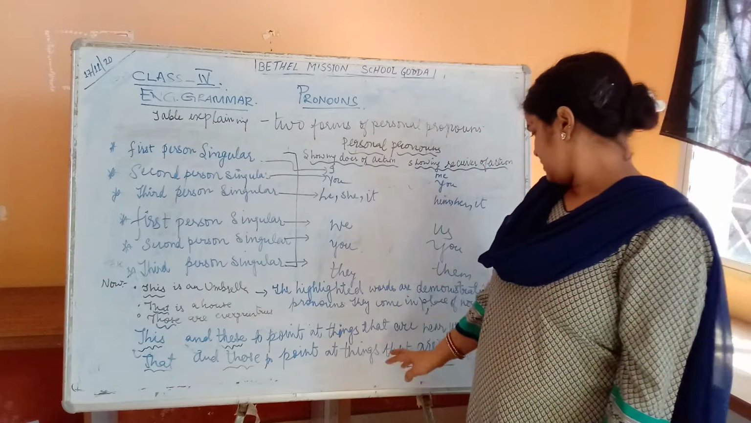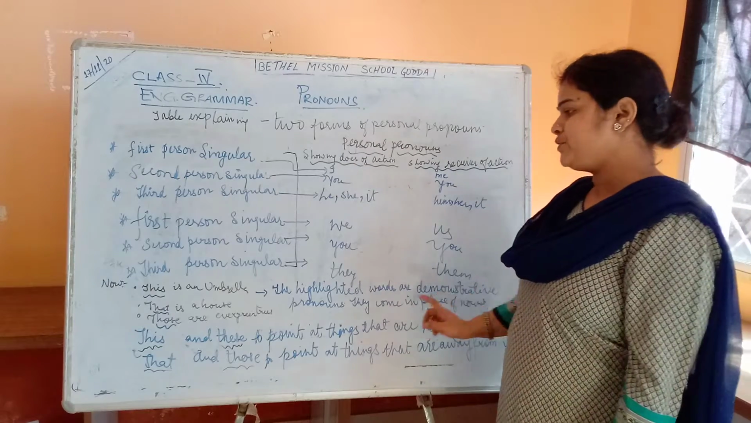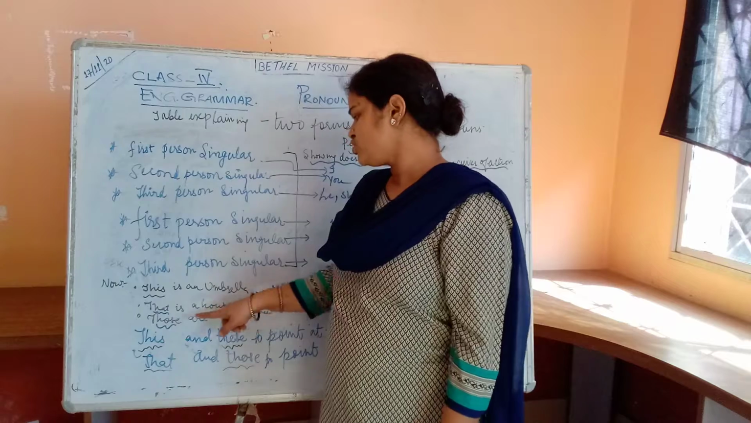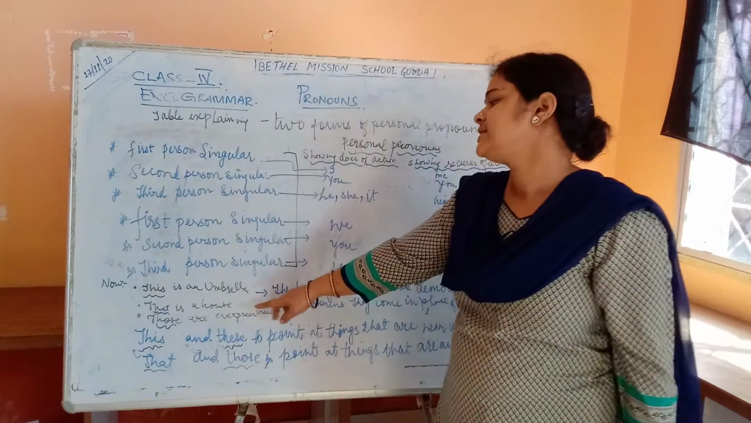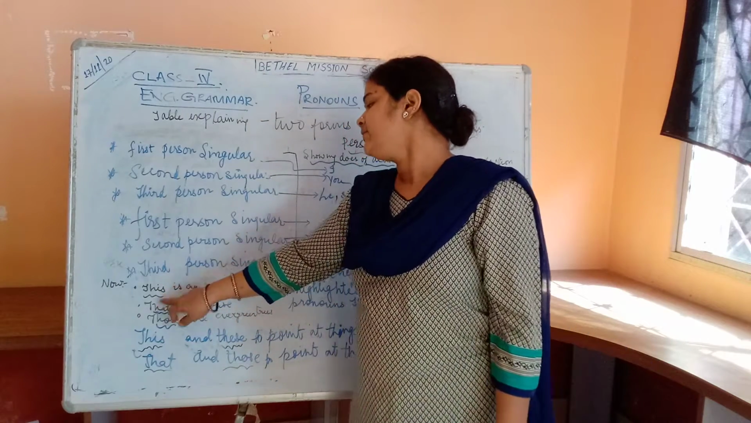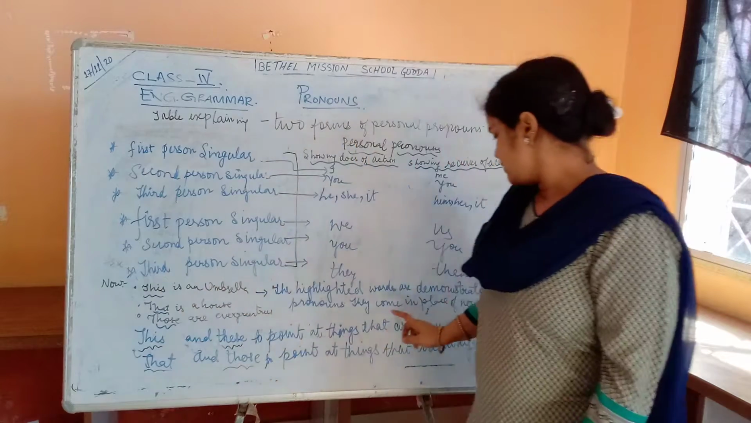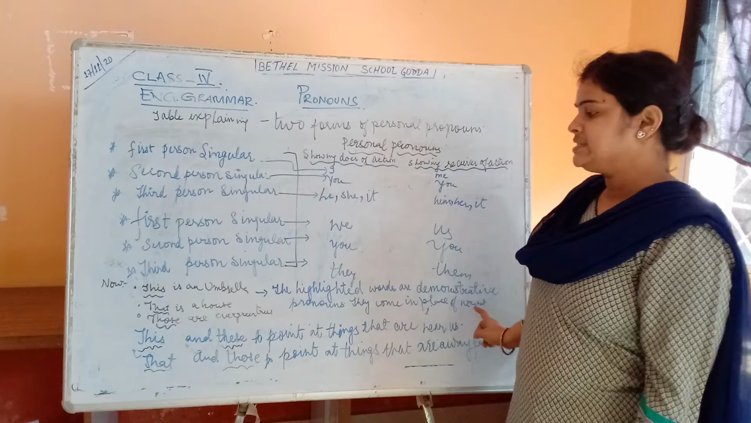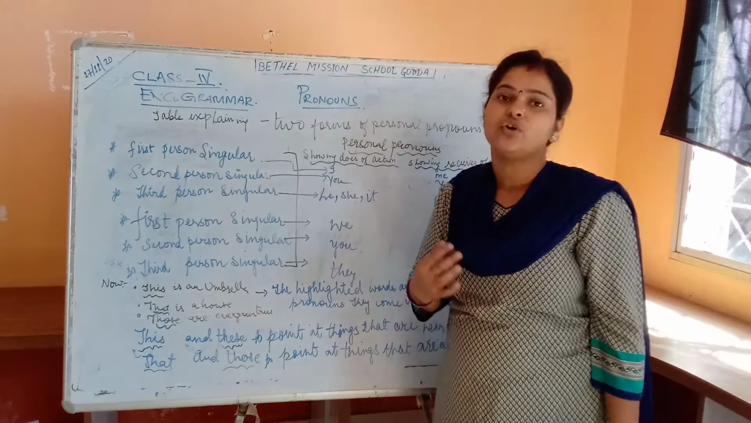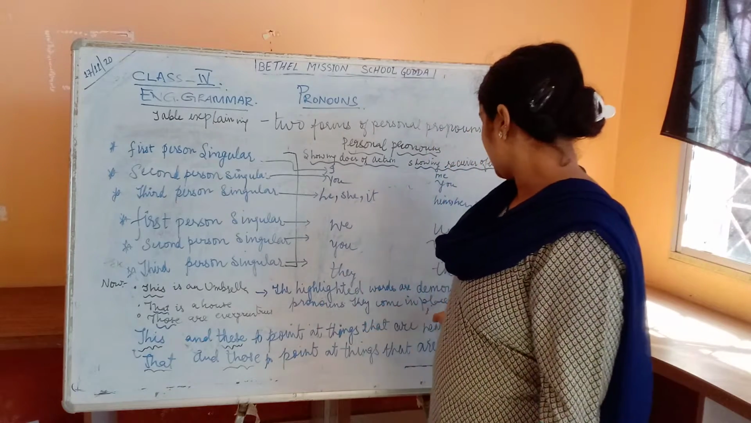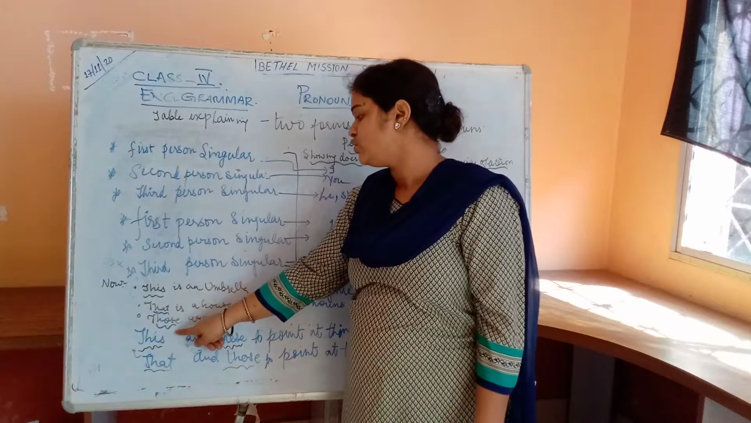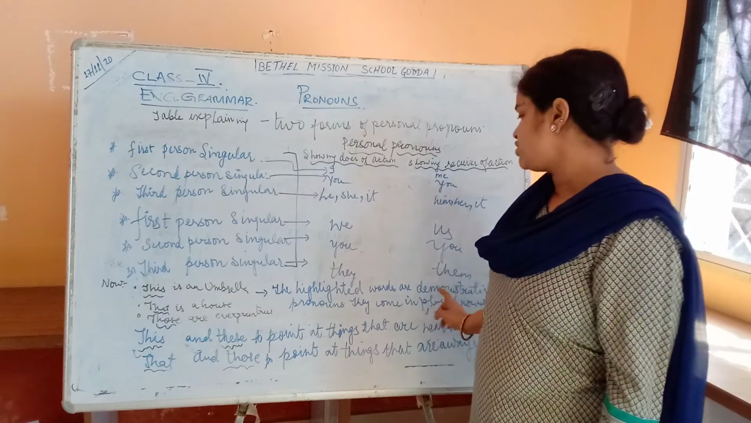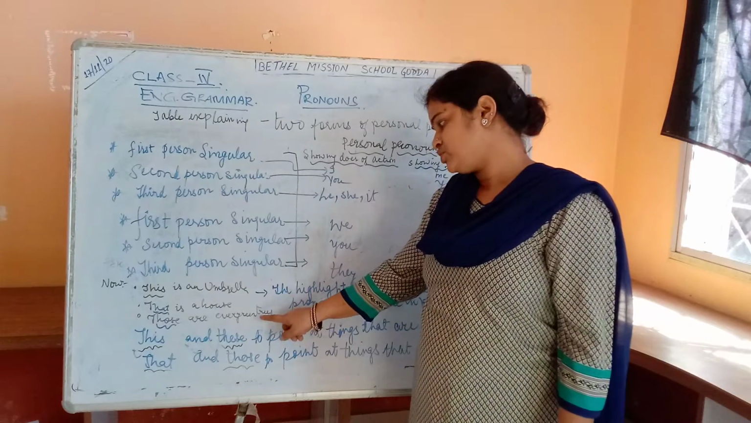Next, we will see demonstrative pronouns. This is an umbrella. That is a house. Those are evergreen trees. The highlighted words here are the demonstrative pronouns. What are demonstrative pronouns? They come in place of nouns. If we want to replace the noun, then we can use this, that, these, those, which are demonstrative pronouns, to write a sentence.